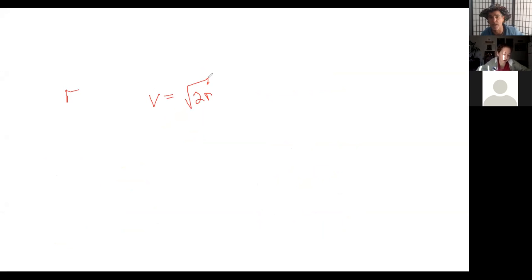Well, that equation doesn't work because the right-hand side ends up with units of the square root of meters. But v should have units of meters per second. So I can't have some function on the right-hand side that just gives me units of the square root of meters. So be careful about copying down equations from a homework problem and then trying to use them for other problems.